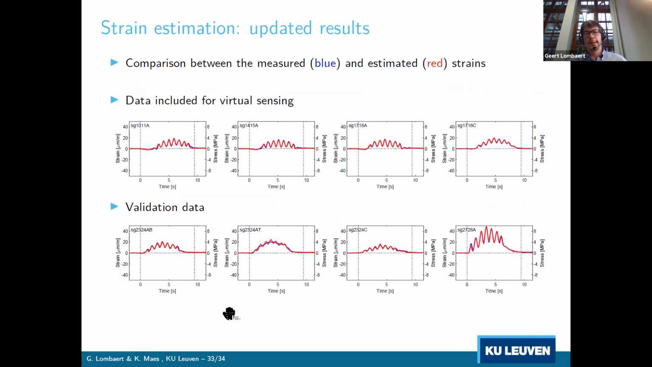So with this improvement of the estimation, we come now to better results. Again, these are the results which have been used for the virtual sensing. And now you can see how we have a much better agreement for the validation data, but then also using this measured relation between displacements and strains, as this was not accurately reproduced by the model.